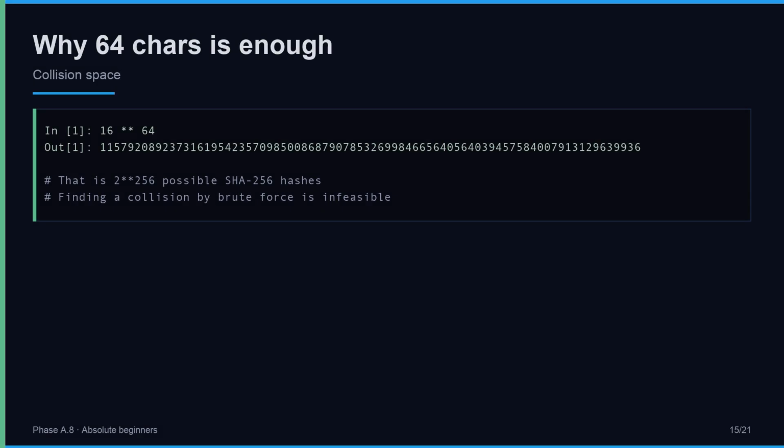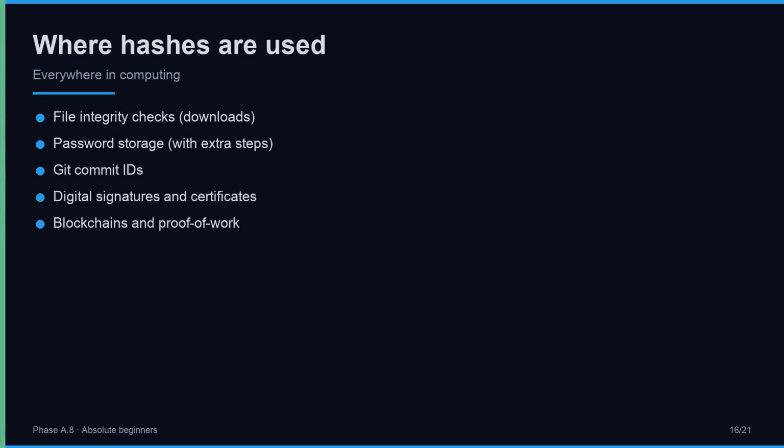Why is 64 hex characters enough? Each hex character has 16 possible values, so 64 of them give 16 to the power of 64 possible hashes. That number is roughly 2 to the power of 256. It is astronomically larger than the number of atoms in the observable universe. Finding two inputs that hash to the same value by trying random inputs would take longer than the age of the universe on every computer on Earth. That is the security promise of SHA-256.